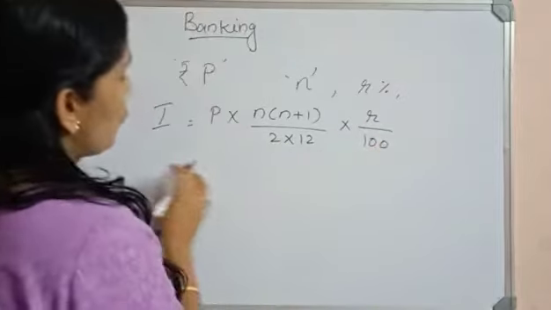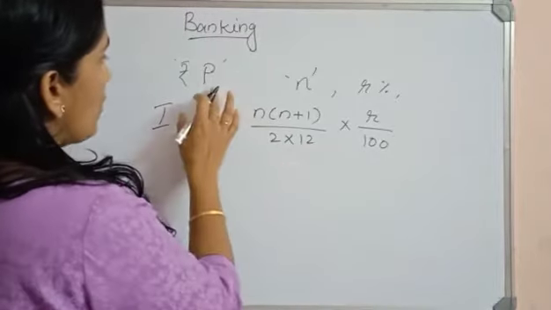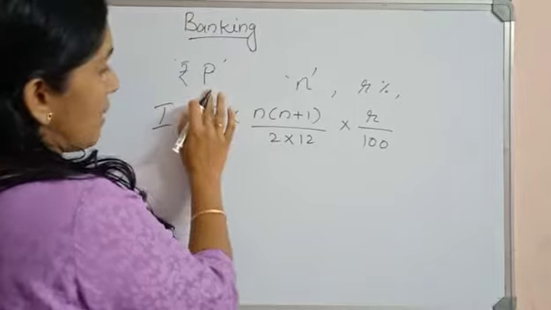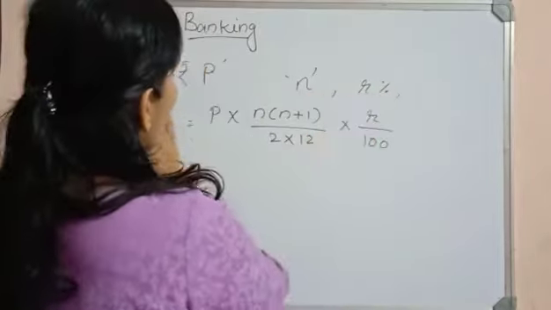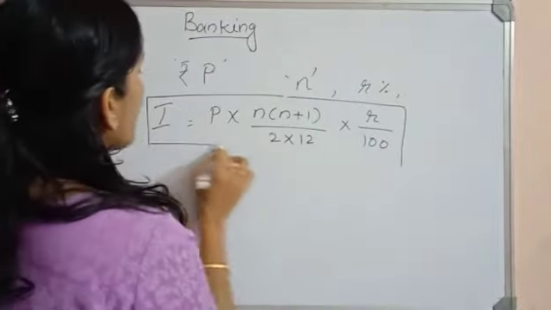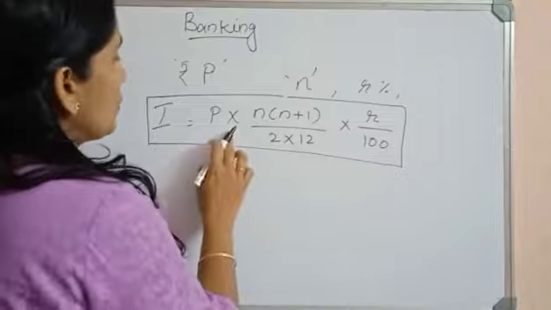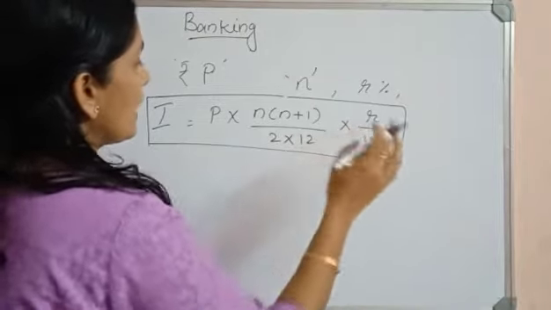This is the formula to find the interest we are getting for the amount P we are depositing in a bank for n months with the rate of interest R. Then the interest can be found by using this formula, that is I is equal to P into n into (n plus 1) by 2 into 12 into R by 100.